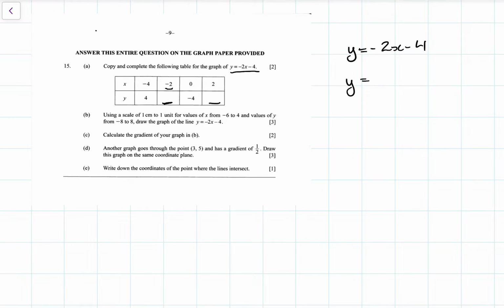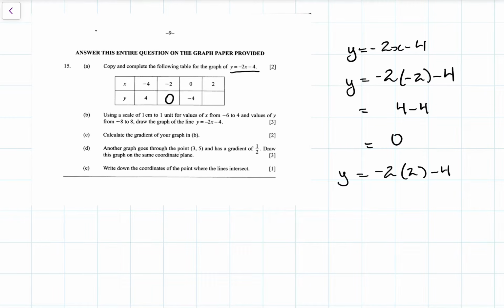which is going to be y equals negative 2 times negative 2 minus 4, and negative 2 times negative 2 is going to be a positive 4, minus 4 is equal to 0. So this one here is going to be equal to 0. And then we have to plug it in for 2 as well. So then it's going to be y equals negative 2, open bracket, 2, minus 4. And 2 times negative 2 will be negative 4, minus 4 is equal to negative 8. So that's going to be negative 8. And so now we just got our 2 points for our table of values, which was pretty easy.